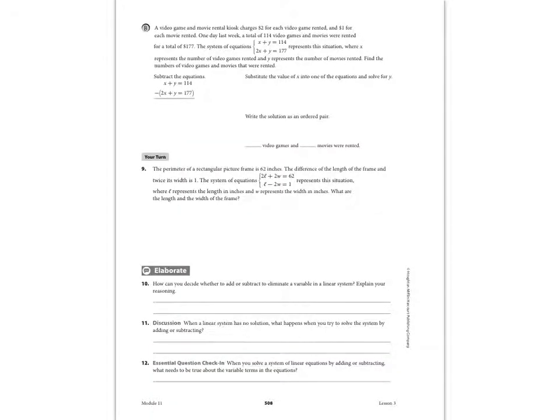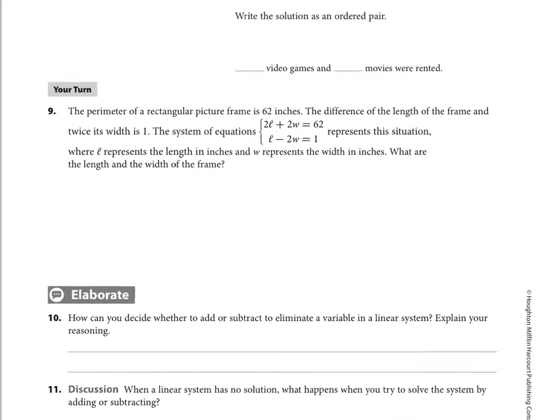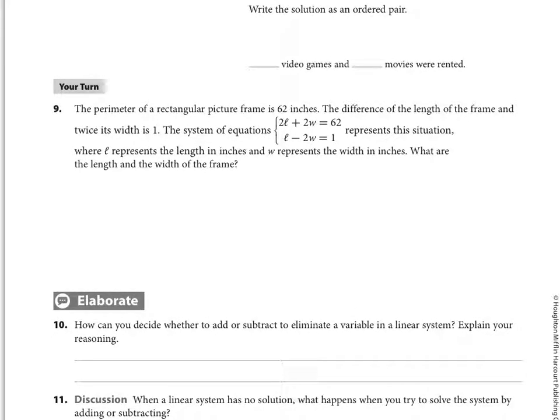On page 508, number 9, the perimeter of a rectangular picture frame is 62 inches. The difference of the length of the frame and twice its width is 1. The system of equations represents a situation where L represents the length in inches, W represents the width in inches. What are the length and width of the frame? So what's nice here is that they actually give you the system.